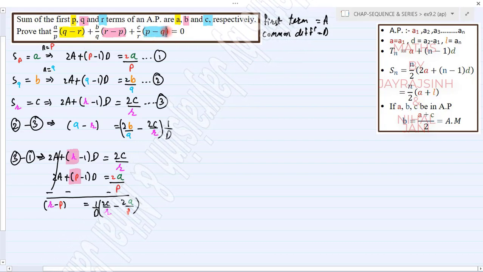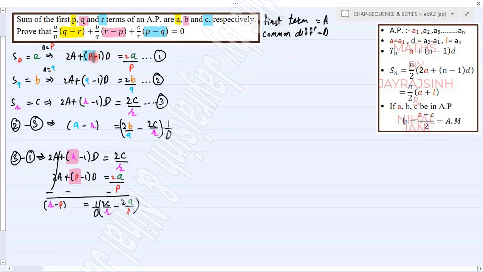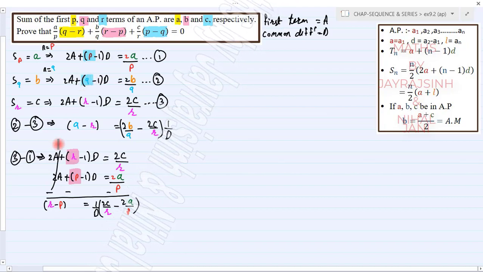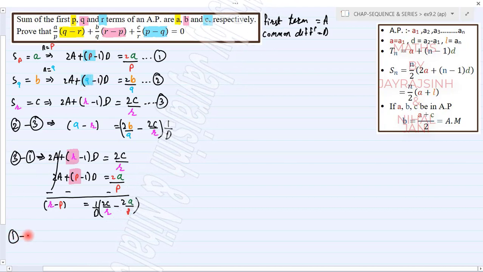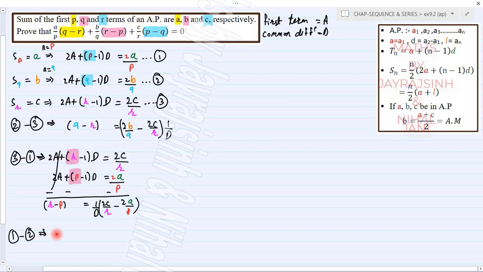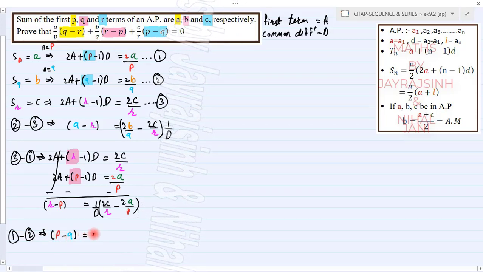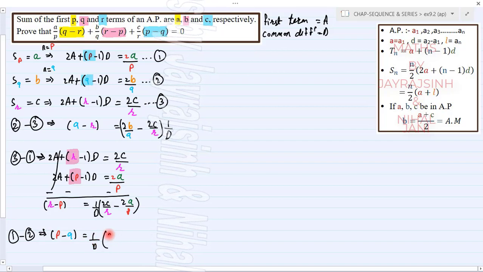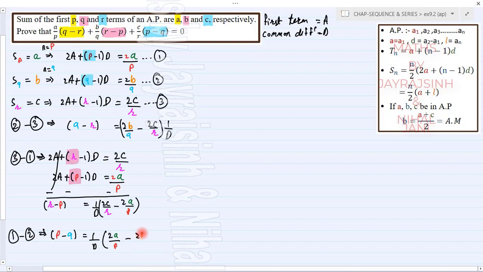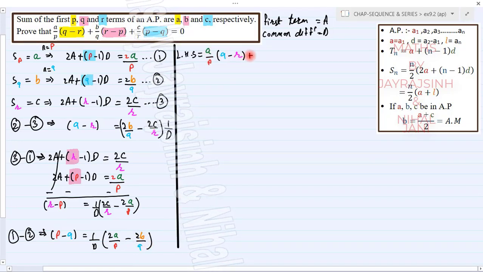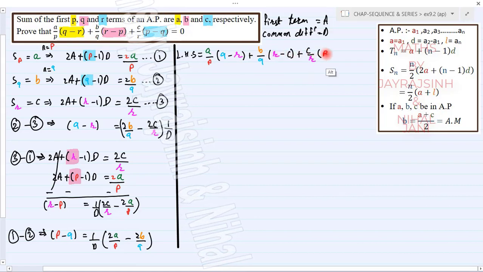Similarly, to obtain p minus q, which are in the first and second equation, we can take the difference of them and obtain p minus q is equal to 1 upon d into 2a by p minus 2b by q. So we are ready for our left hand side.